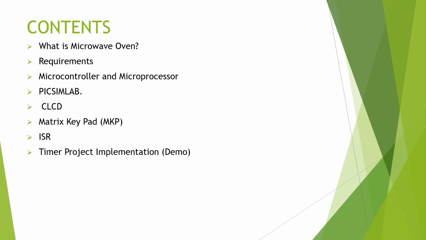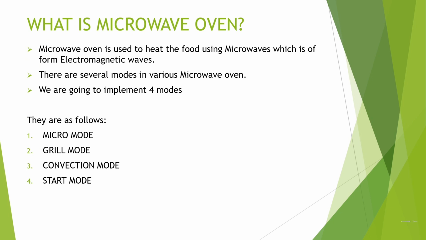and project implementation. What is a microwave oven? A microwave oven is used to heat food using microwaves, which are electromagnetic waves. There are several modes in various microwave ovens. We are going to implement 4 modes: micro mode, grill mode, convection mode, and start mode.